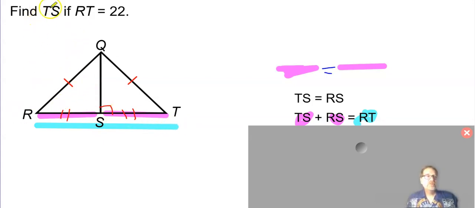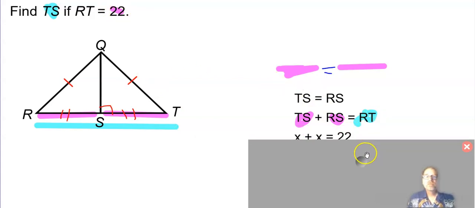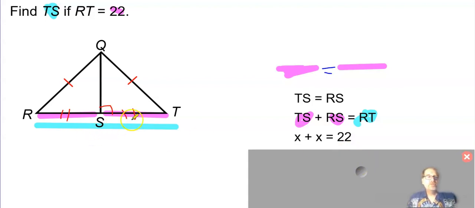Because they want us to find TS, and they gave us RT, the magenta side. So I don't know TS, and I don't know RS. Oops, I did that backwards. Goodness, I did my colors backwards. Hold on, everybody. So TS is purple, and RT is blue. There we go, that's better.